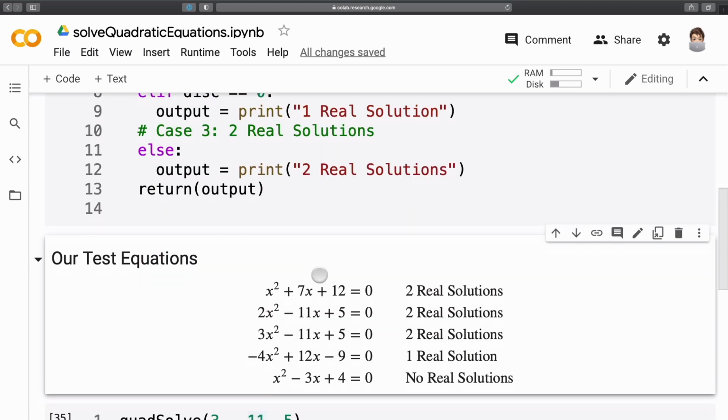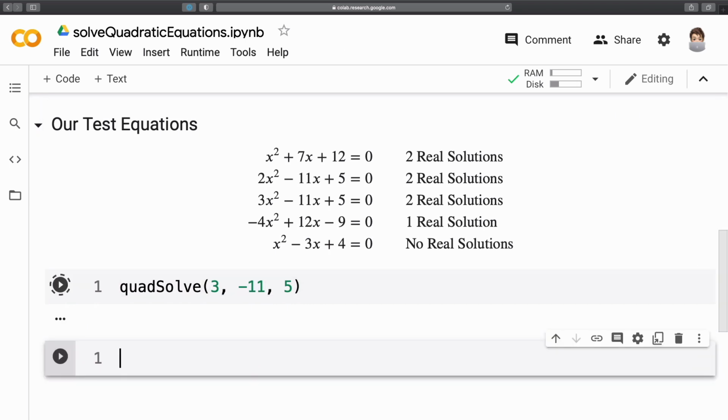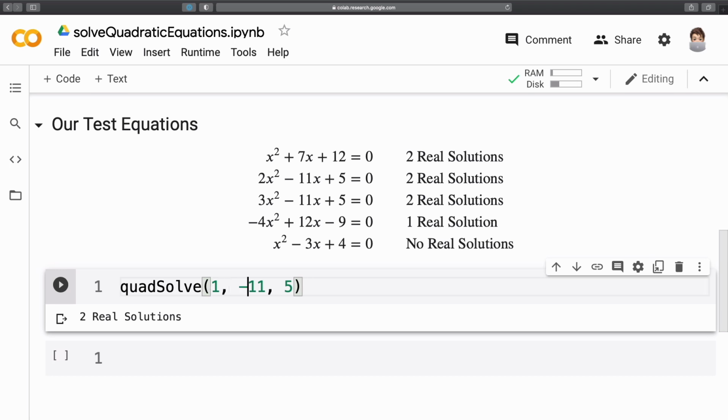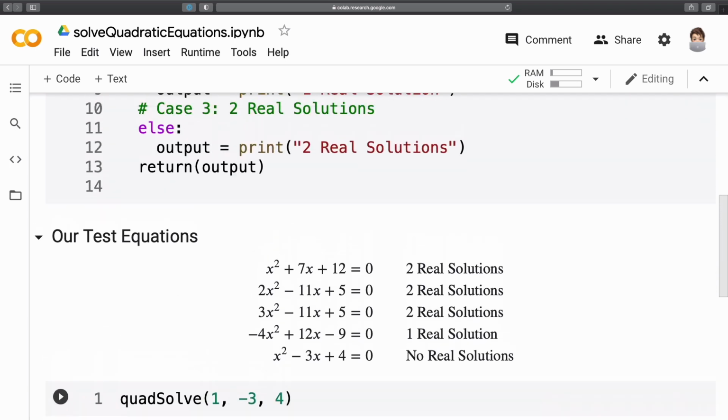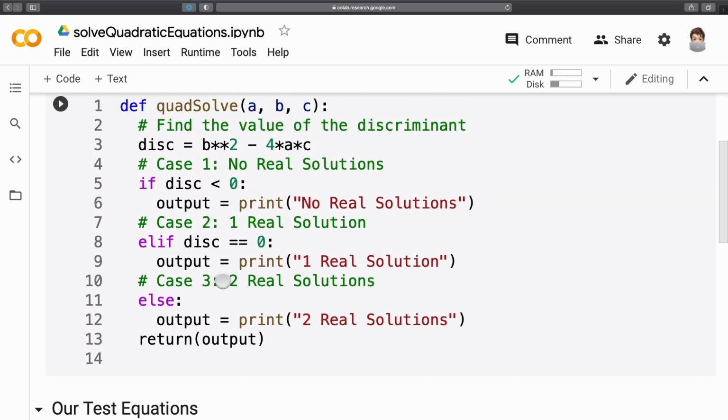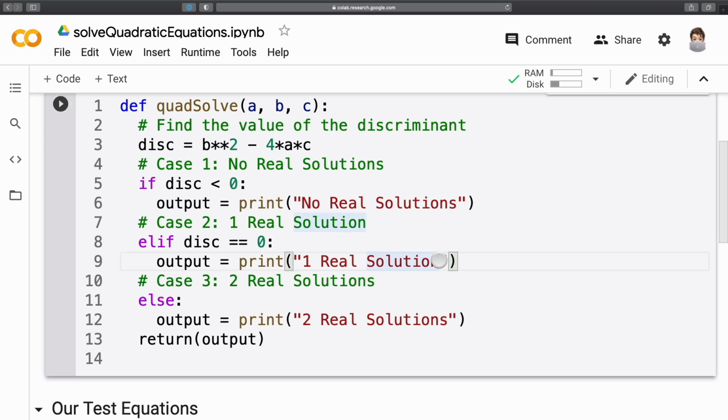So let's give it a try. So once again, we're still really just looking at the value of the discriminant, and we can see here two real solutions. In this case here, we should expect no real solutions. It works. So this is starting to work out. Now, we don't need to do anything for the first case when it's less than 0. We're still going to print no real solution.